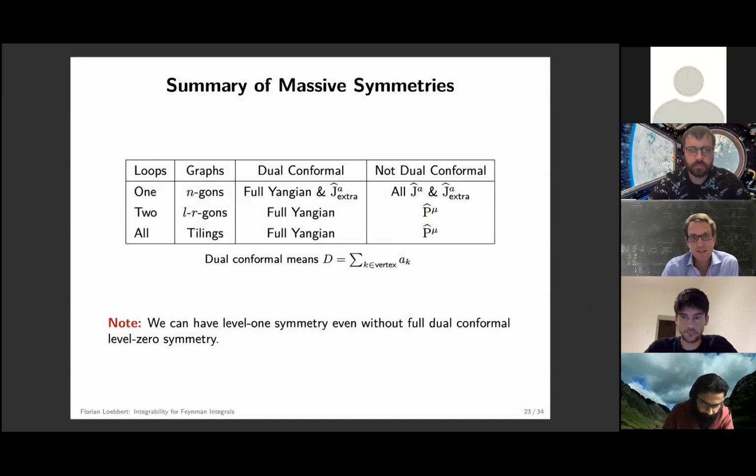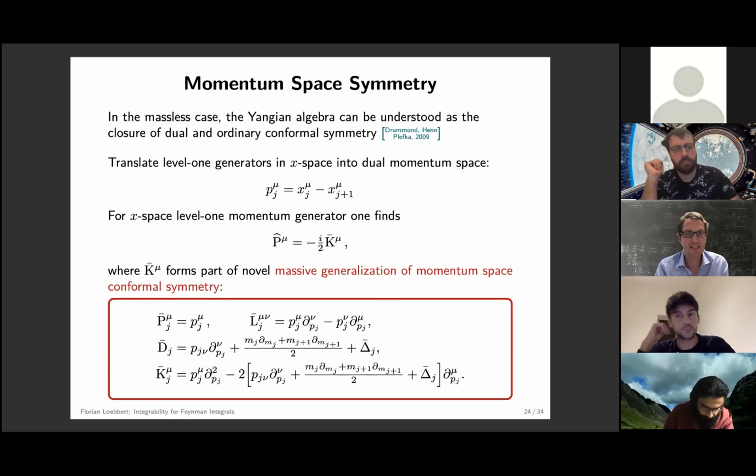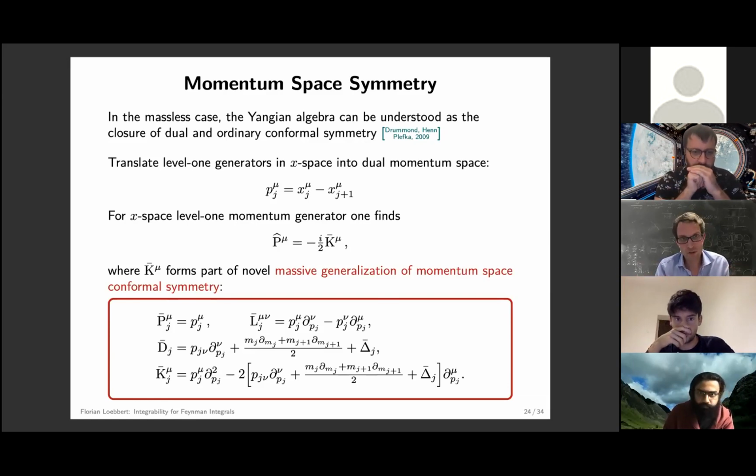So what does this mean? Why is there this special generator that is a symmetry even beyond dual conformal integrals? And what we did here was again to look at the massless case where we know that the Yangian algebra can be understood as a closure of this dual conformal algebra and an ordinary momentum space conformal algebra. So you have two sets of conformal generators that act on momenta or the dual momenta, which generate independent symmetries. And if you commute them, you get the Yangian.